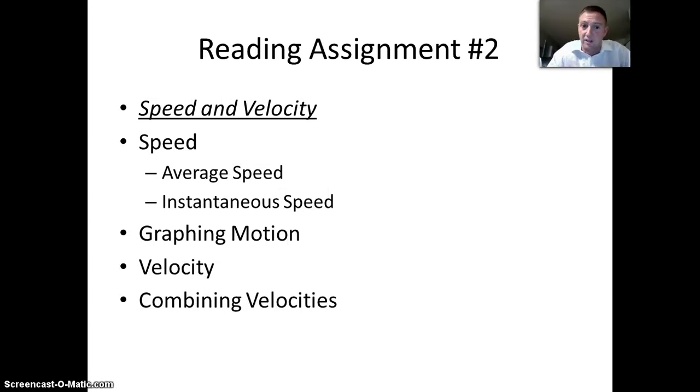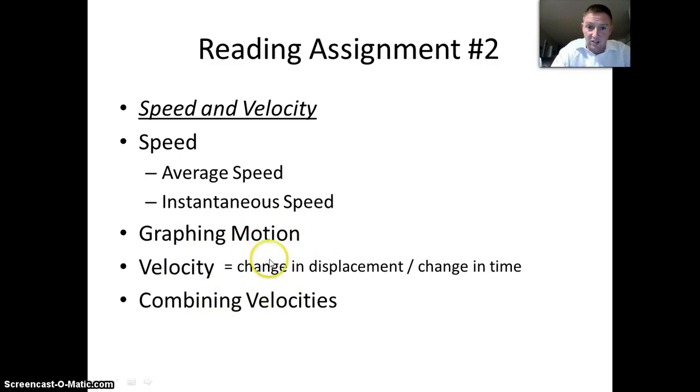All right. Reading assignment number 2. Talked about speed and velocity. We just did graphing motion right here. Let's talk about velocity. Velocity is my change in displacement divided by my change in time. Velocity is a vector quantity, so I need displacement, which is a vector quantity, to calculate it. Okay, you did this for the lab. Not super hard. Problems on the test are not going to be super hard, but you need to understand how to do a calculation for velocity.